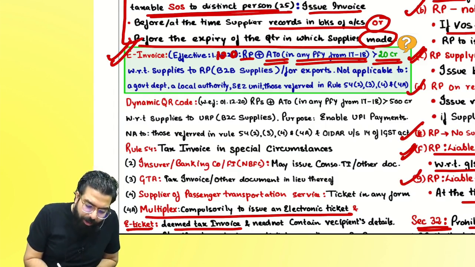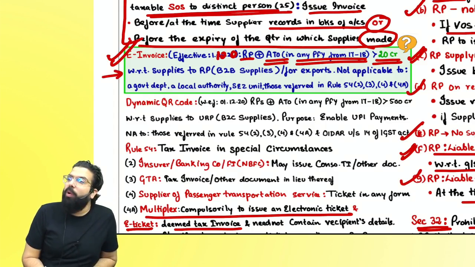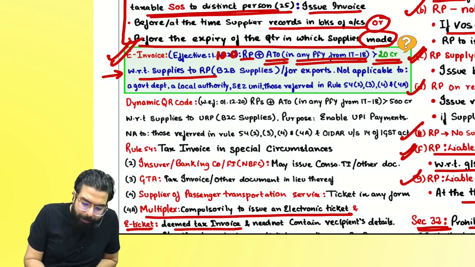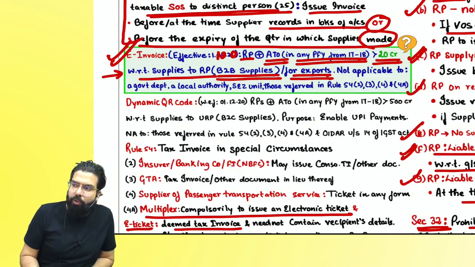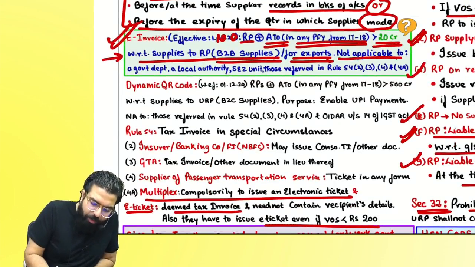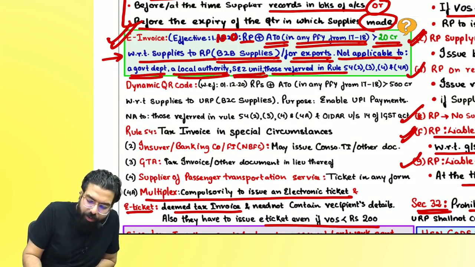Always remember, you have to do e-invoicing with respect to your B2B supplies and for your exports. So when you are supplying to a registered person or for your export, you have to do e-invoicing. E-invoicing is not applicable to a government department, local authority, SEZ unit, or those referred to in rule 54(2), rule 54(3), rule 54(4) and rule 54(4)(a).